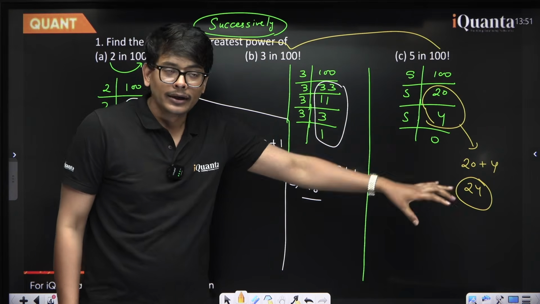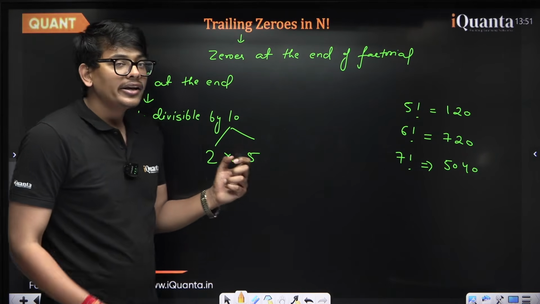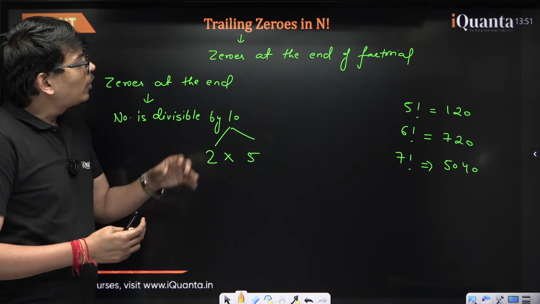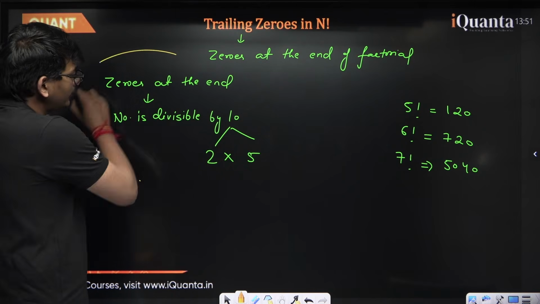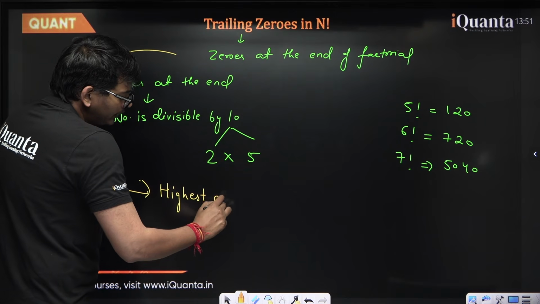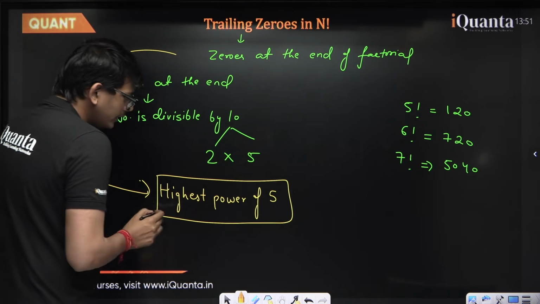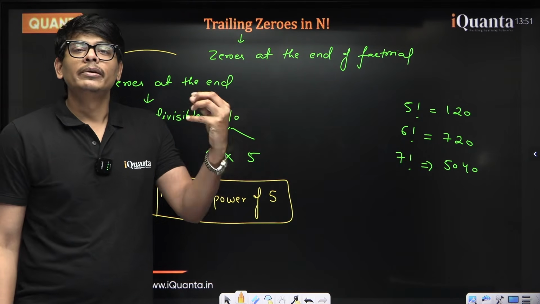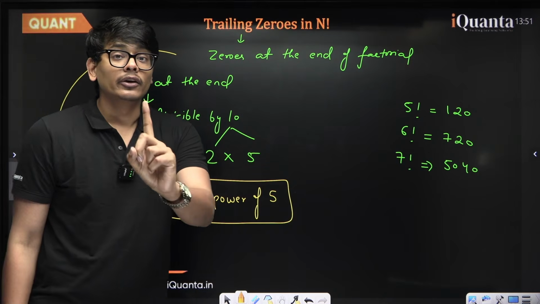Number of 5's. So that means, guys, अगर किसी क्वेश्चन में आपसे पूछा जाए highest power trailing zeros in any factorial or zeros at the end of any factorial, you have to calculate only highest power of 5. Remember this thing, because number of zeros is decided by highest power of 5, because 2 will always be more than number of 5. Remember this thing during the case of factorial.